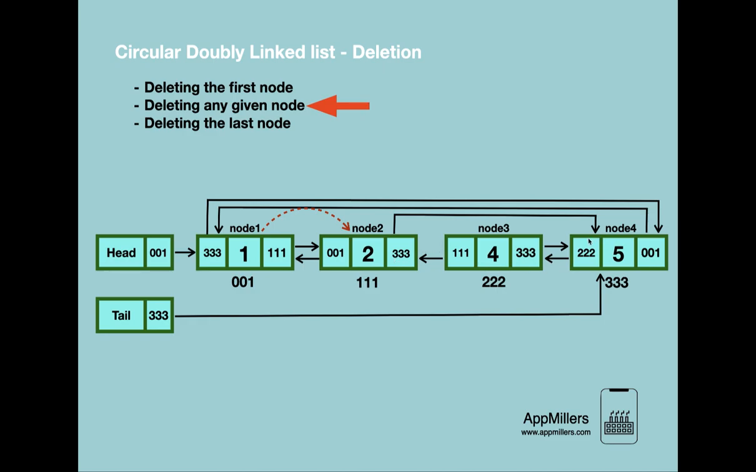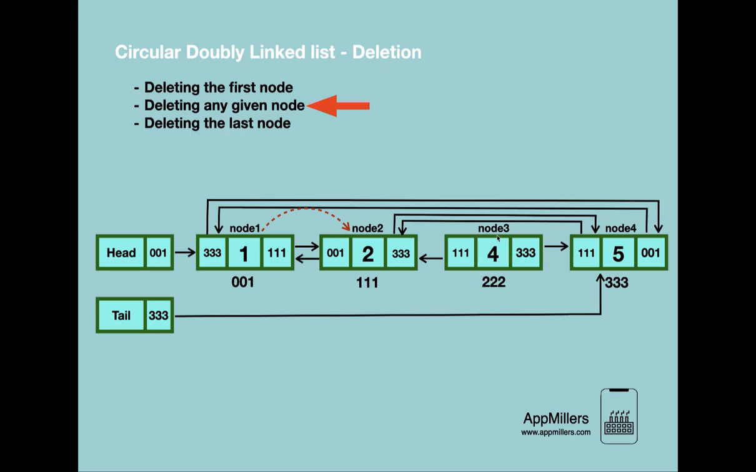Then the next step is we need to update the previous reference of node 4 to point to node 2. By updating the previous reference of node 4 to 111, which is the physical location of node 2, this creates a reverse link between node 4 and node 2. By doing so, the reverse link between node 4 and node 3 gets destroyed.